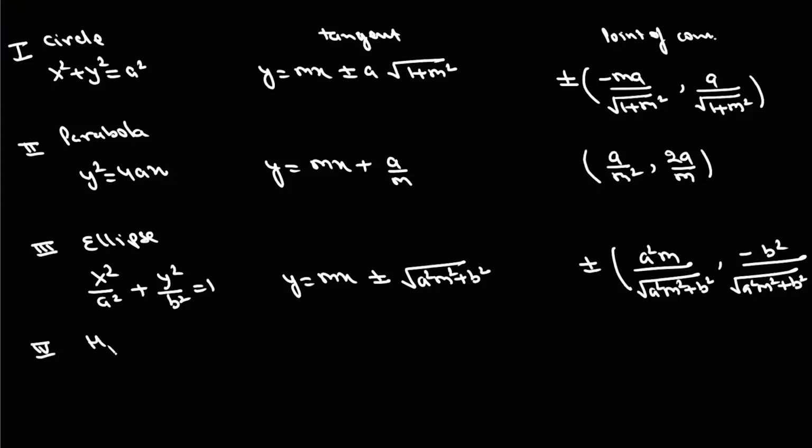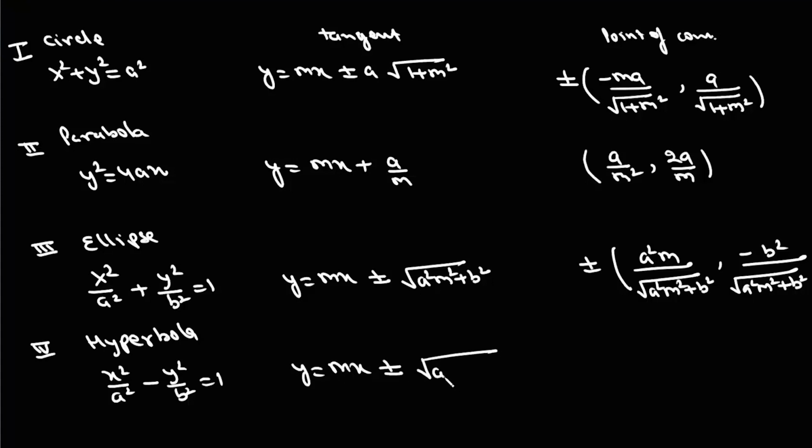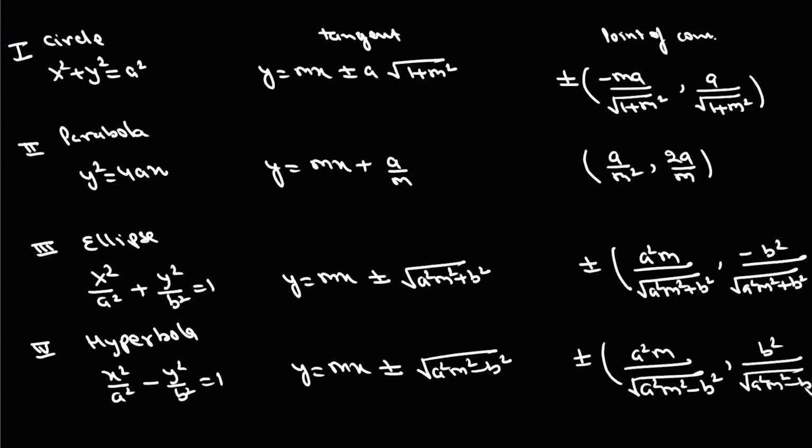And finally for hyperbola, x square upon a square minus y square upon b square equals 1, the tangent will be y equals mx plus minus under root of a square m square minus b square, and point of contact will be plus minus a square m upon under root of a square m square minus b square, and then we'll replace minus with plus, so it will be b square upon under root of a square m square minus b square. So this is the result that we have.